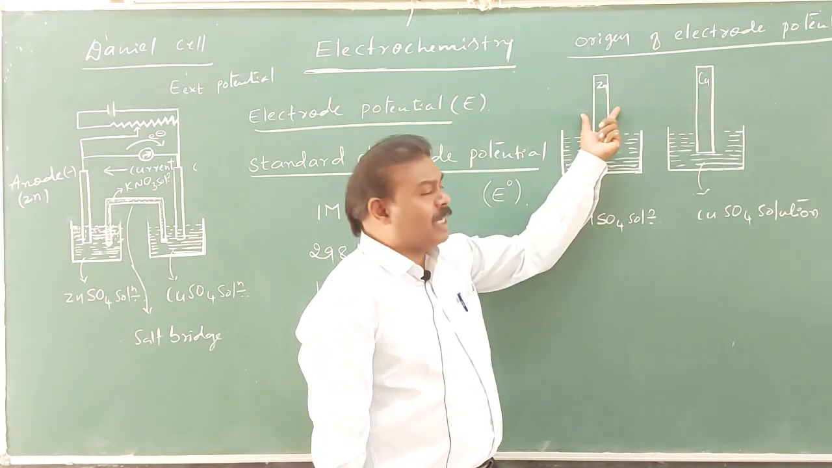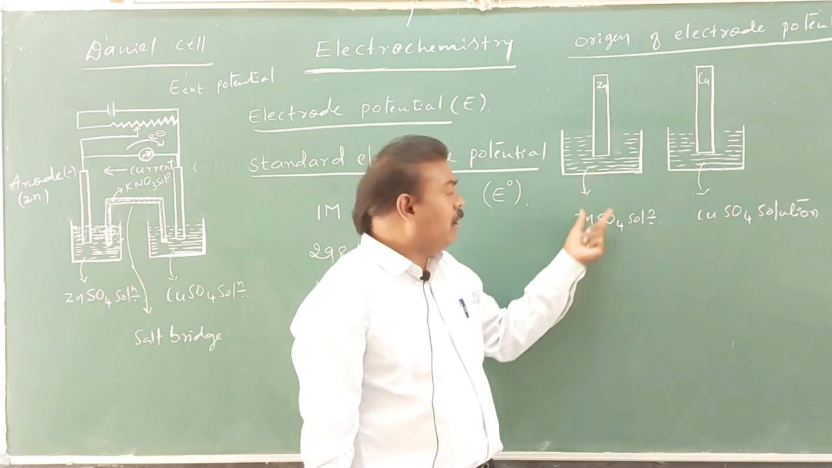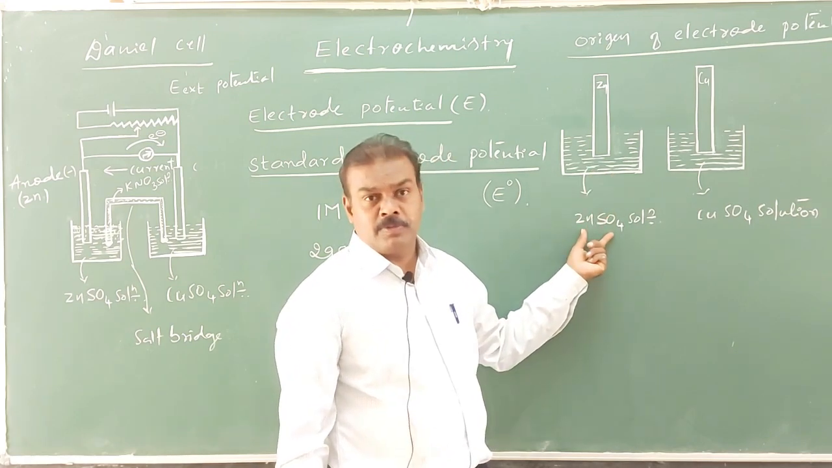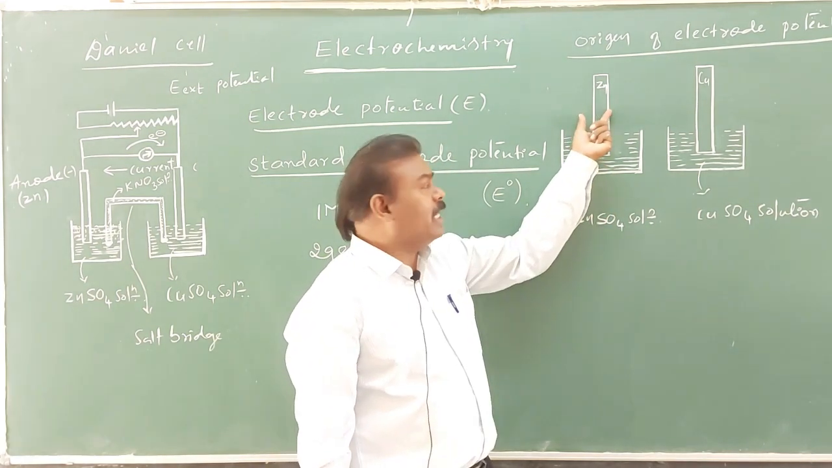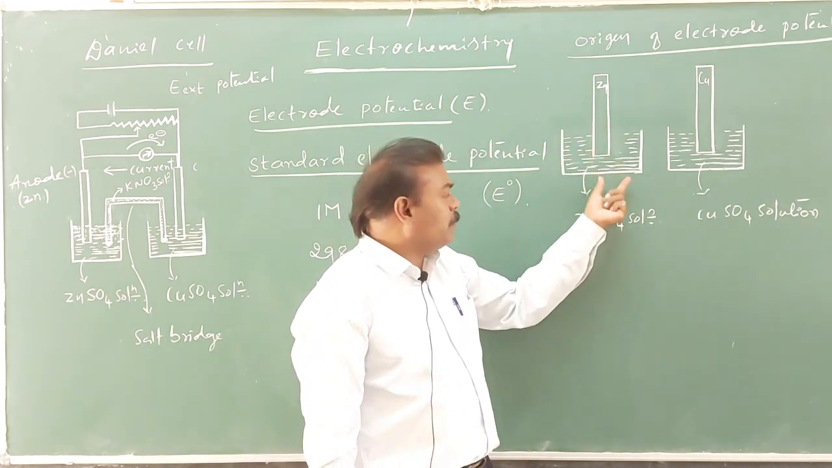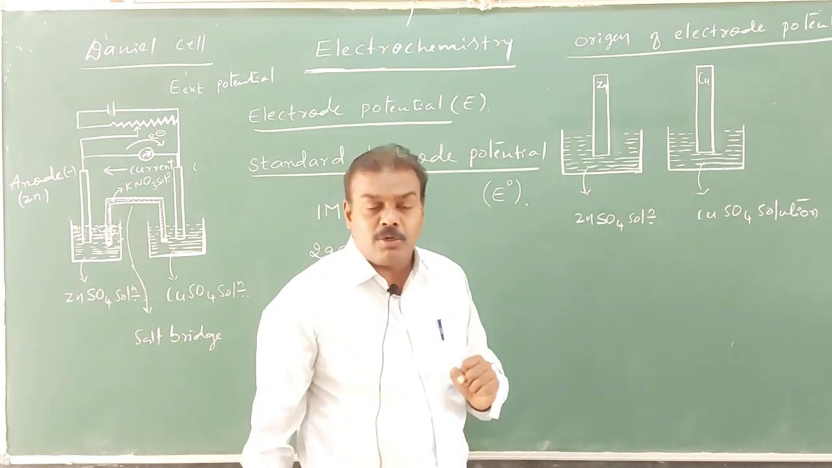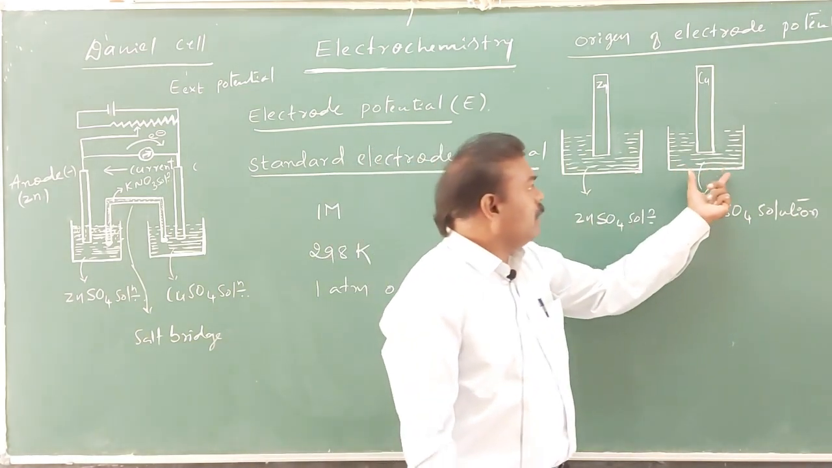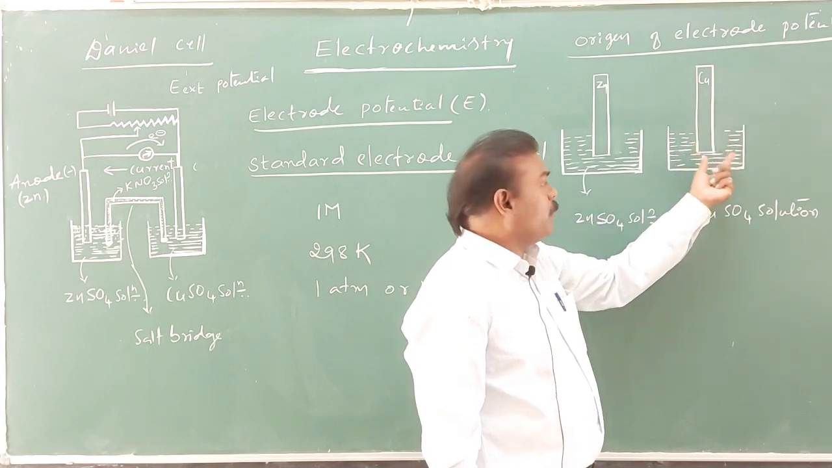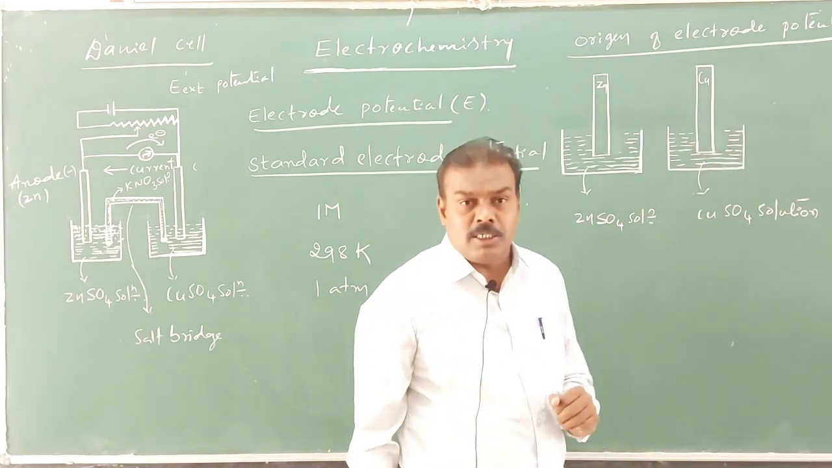Now here the zinc metal is kept in the solution of zinc sulfate. This is what is called a metal in contact with a solution of its own ions. The zinc electrode, when kept in the zinc sulfate solution, becomes one of the electrodes. Similarly, the copper metal is also kept in the solution of copper sulfate. Now it becomes one of the electrodes.